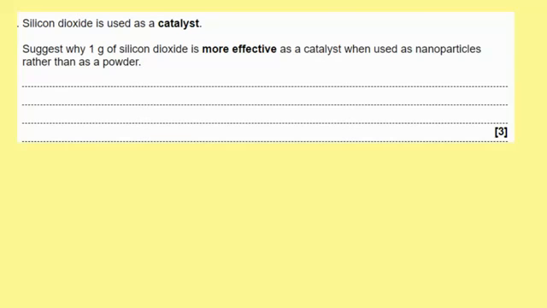Okay, so another exam question. Silicon dioxide is used as a catalyst. Suggest why 1 gram of silicon dioxide is more effective as a catalyst when used as nanoparticles rather than as a powder. So pause the video and have a go at answering this.